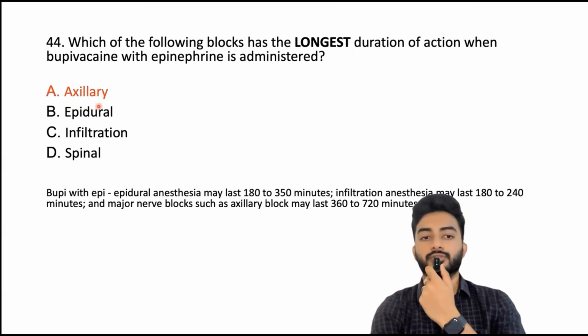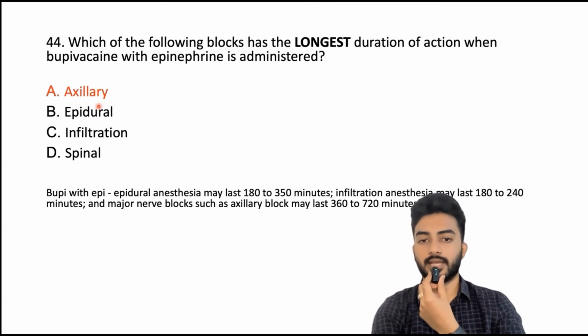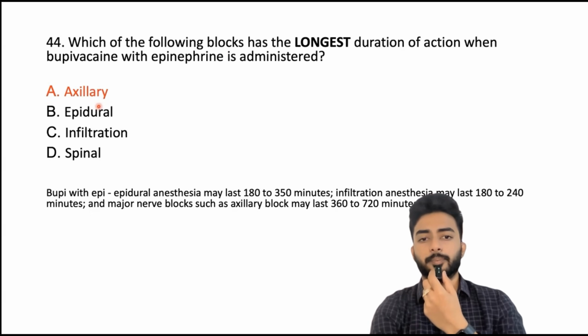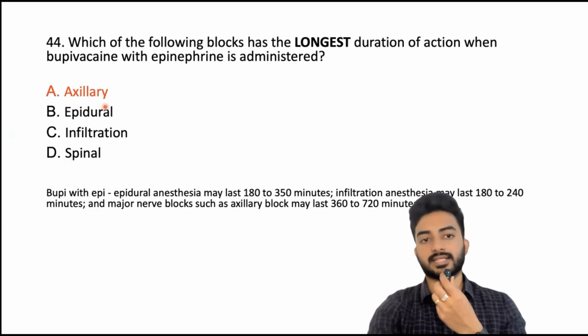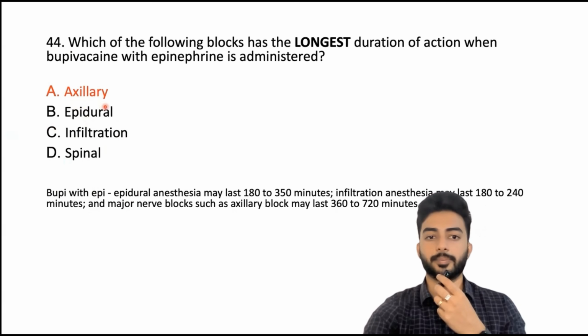If you are administering bupivacaine with epinephrine as epidural anesthesia, it may last for 180 to 350 minutes. If it is given as a local infiltration, then it might last for 180 to 240 minutes, a little bit less than that. And major nerve blocks such as femoral nerve block, axillary nerve block may last up to 72 minutes. So among the options given, the longest duration of action is axillary nerve block or any other major nerve block.